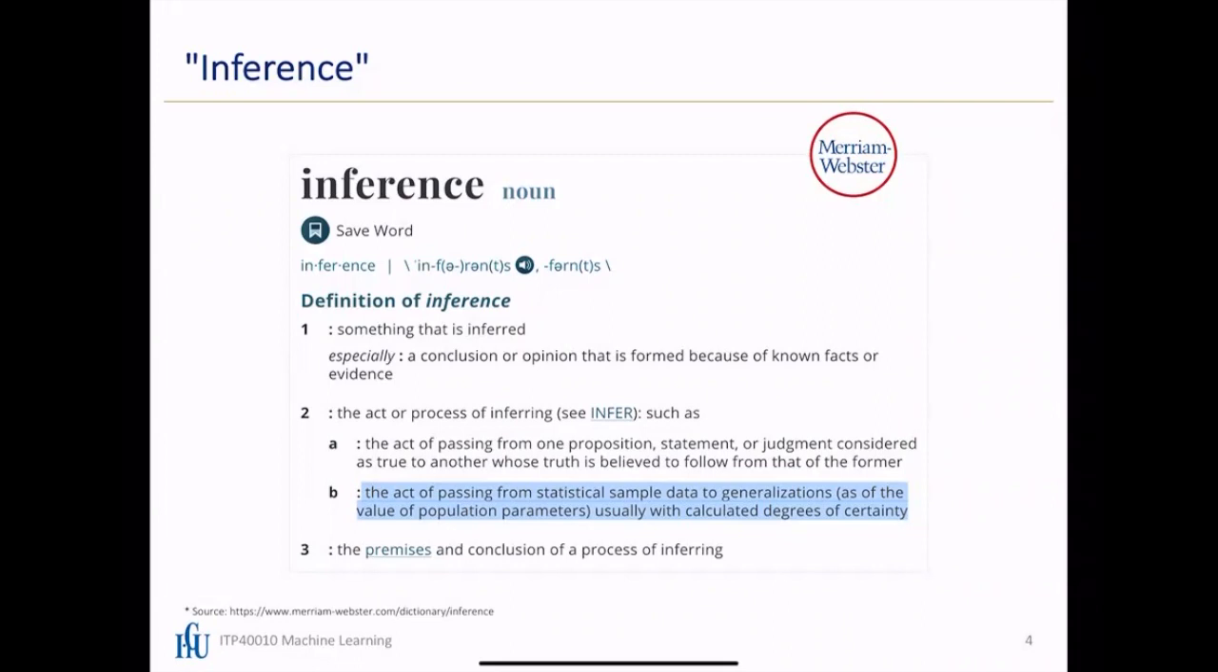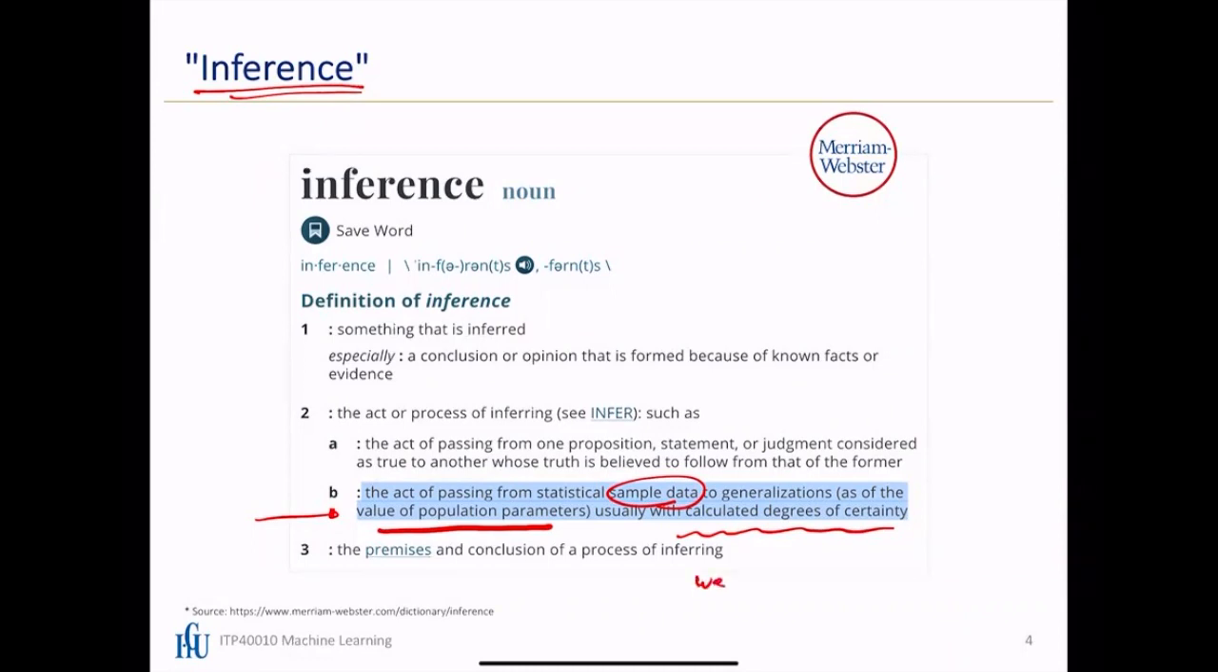Bayes rule also connects to one of the main tasks in machine learning, which is inference. If you look up the dictionary, one of the descriptions in the middle is the meaning that we seek. In machine learning, when you say inference, that is exactly the act of passing from statistical sample data to generalize the population parameter. Using the population parameter, eventually the goal is to calculate the degree of certainty or degree of uncertainty.